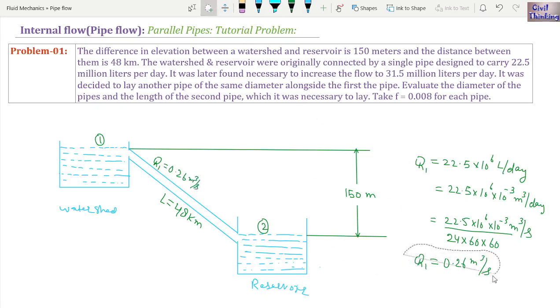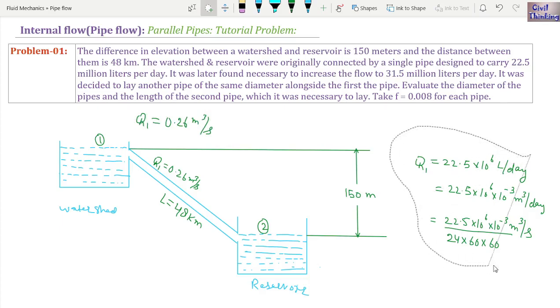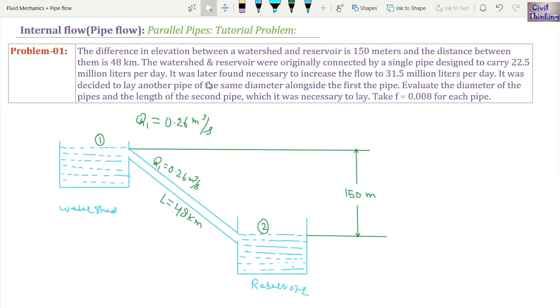Let me put the Q1 here and erase everything else. It was later found necessary to increase the flow to 31.5 million liters per day. Initially this was the watershed and this was the reservoir, connected with the help of this single pipe. The discharge was initially 0.26 meter cube per second. Now for some reason we needed to increase the flow rate, that is, increase the discharge through this pipe to 31.5 million liters per day.